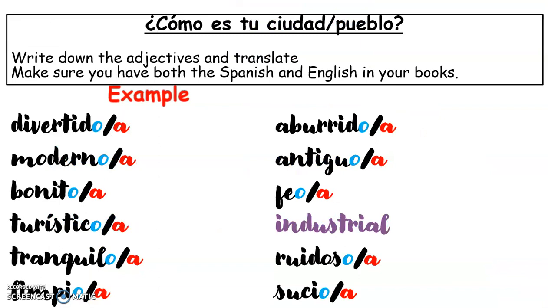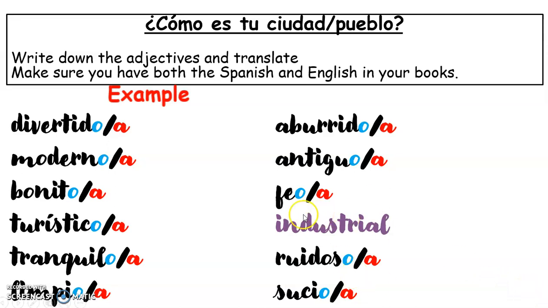¿Cómo es tu ciudad? Now, we always use adjectives to qualify nouns. You see some here that have got the O endings in blue and A endings in another color. Just a reminder that words in Spanish can be masculine or feminine. Masculine words normally end in an O and feminine in an A. So if you're talking about a masculine noun, your adjective will have to match that, agree with that, and have an O ending as well.